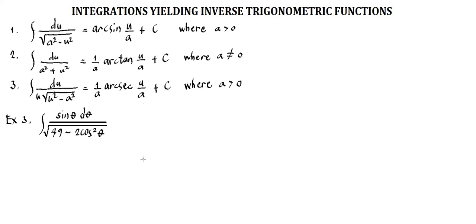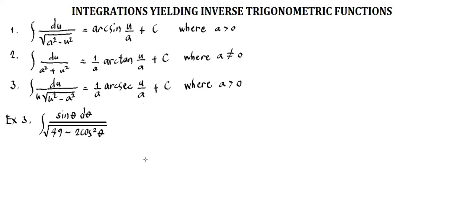Example number 3 na tayo sa integrations yielding inverse trigonometric functions. So, ating problem: integral of sine theta d theta divided by square root of 49 minus 2 cosine squared of theta. So, anong formula ba ang pwede natin gamitin dito? Is it number 1, number 2, or number 3? So, number 1 pa rin tayo, no?